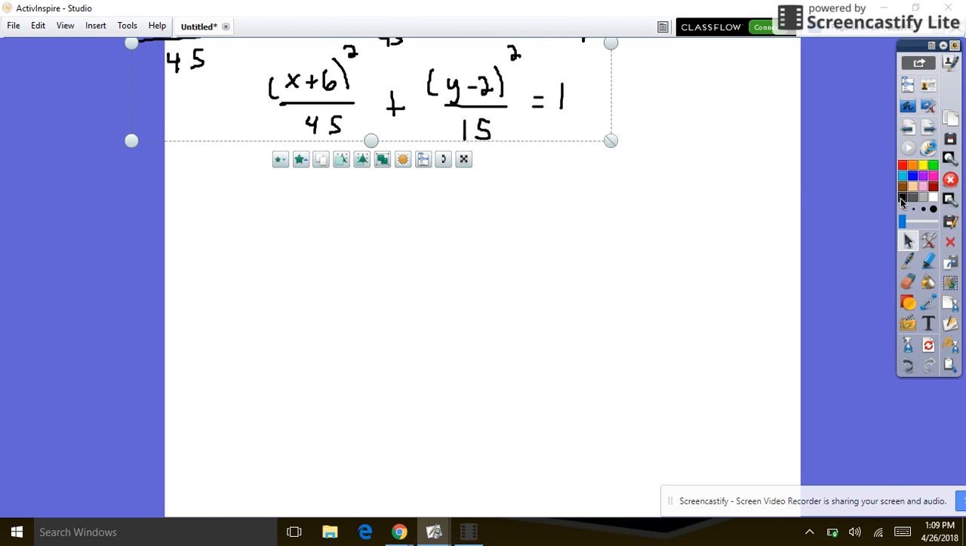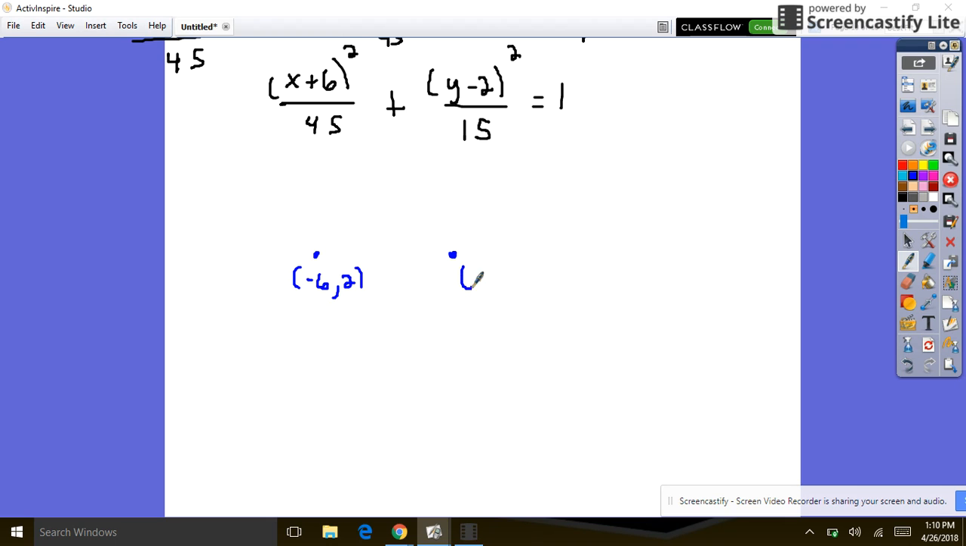All right, now we got to draw a graph, right? Let's see, my center is, what's that? Negative 6, 2. And let's go in the x direction. We need to go the square root of 45, right? Which is 3 square root of 5. 3 square root of 5 to the right, 3 square root of 5 to the left.